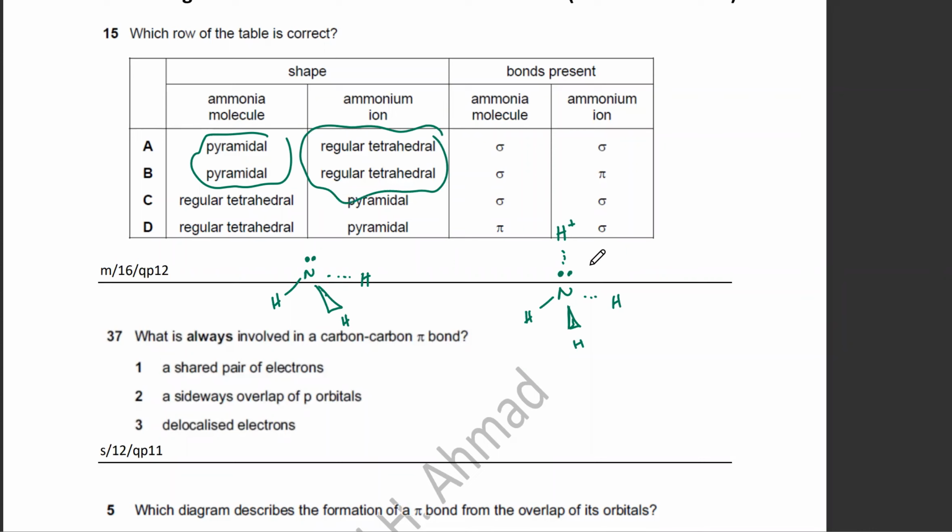And what about the bonds present? In both ammonium NH4+ and NH3, there is no double bond. So the only bonds that are present are sigma bonds, because pi bonds are only present when there is a double bond. So the option for this one is going to be A.